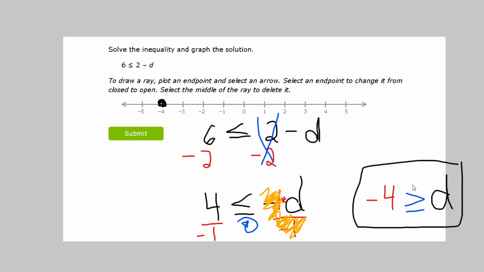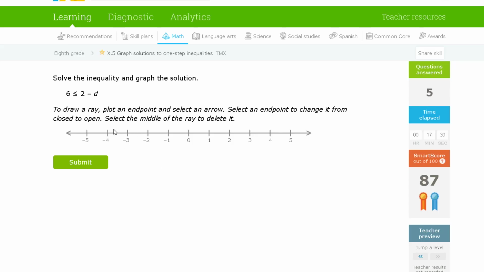And now we need to think about which direction this should go. Well, numbers that are less than negative 4, right? Like negative 5 would be less than negative 4. Well, that's in this direction. So that's the way our graph should go. Okay, close circle, since we have a bar there. We're actually, negative 4 would work, and everything less than it.